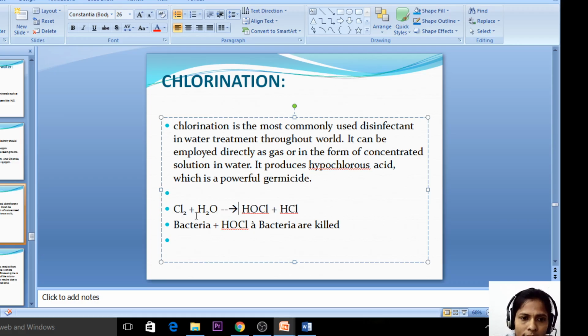Here chlorine is reacting with the water and producing HOCl and HCl. You know what HCl is? This is hydrochloric acid, and HOCl is the hypochlorous acid which is acting as a germicide. This germicide reacts with the bacteria and kills them immediately. That means the hypochlorous acid is killing the bacteria in the water sample.